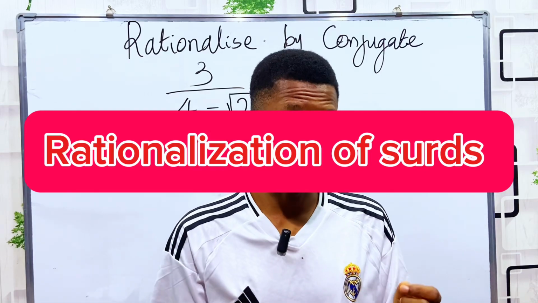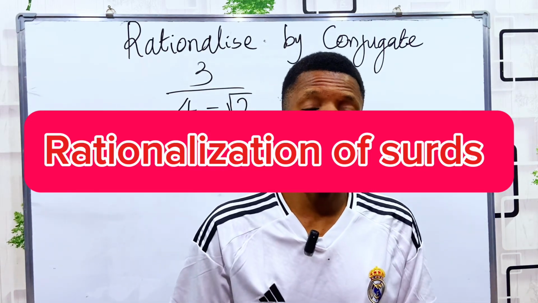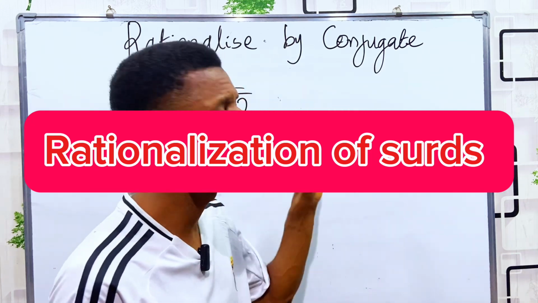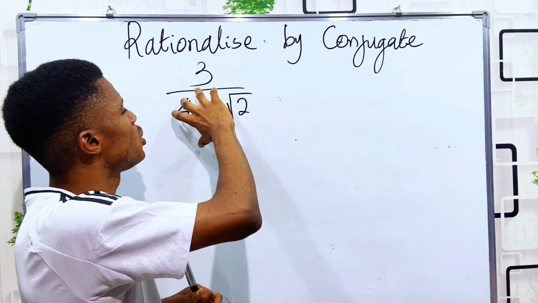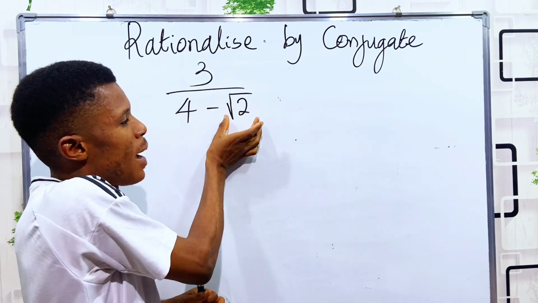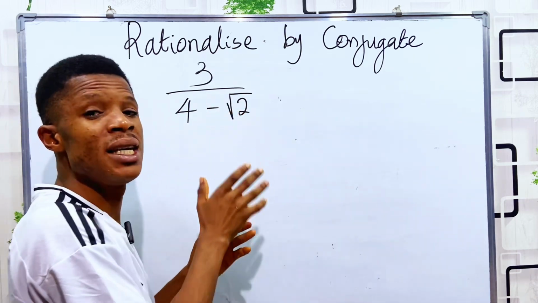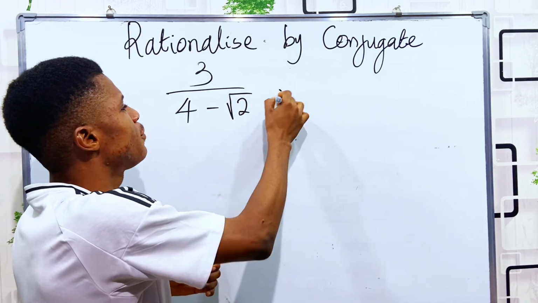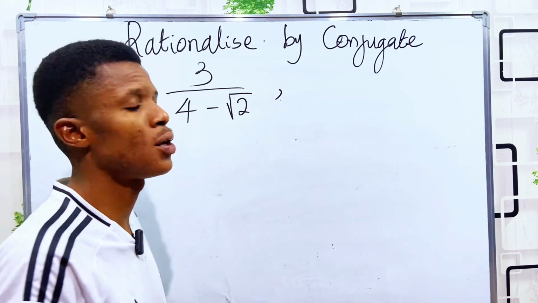After watching this video, you won't struggle with anything concerning rationalization of surds by conjugate. To rationalize a surd simply means that we don't want the surd part to be in the denominator. And for us to rationalize this easily, we make use of the conjugate surds.